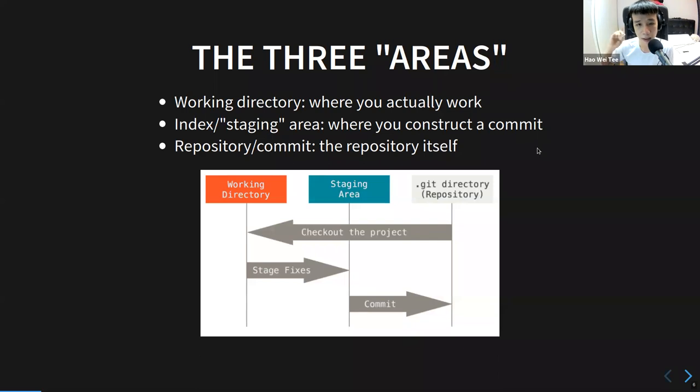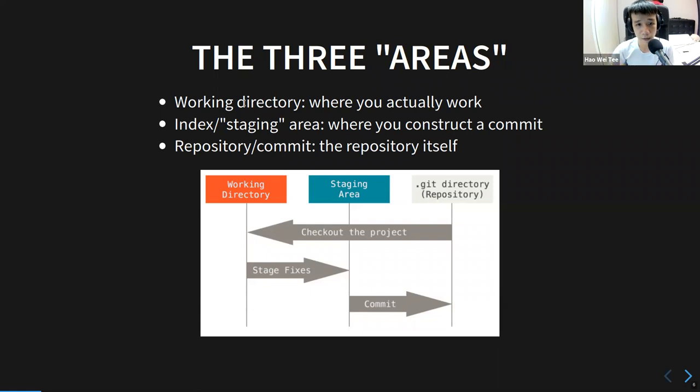Okay. So now back to the three areas. What are the three areas in Git? So in Git, and again, this is another part of how Git works, there are three areas where your files are. So the working directory is literally the files you see, the files that you actually work on, those are in the working directory.